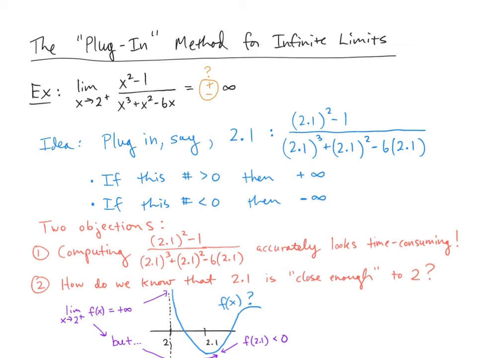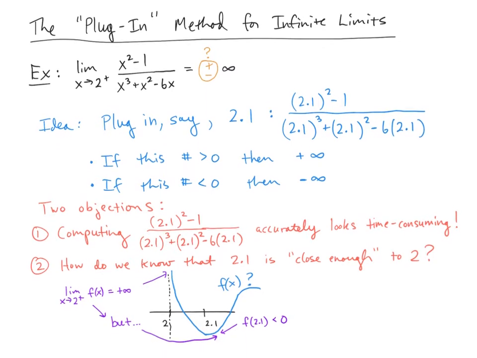In response to this method, I outlined 2 objections. The first objection is that computing this quantity here, which I've repeated down here, accurately enough to determine the sign looks like it's time consuming, right? To do these computations and actually get a numerical answer looks like it could be costly. So that's the first objection.